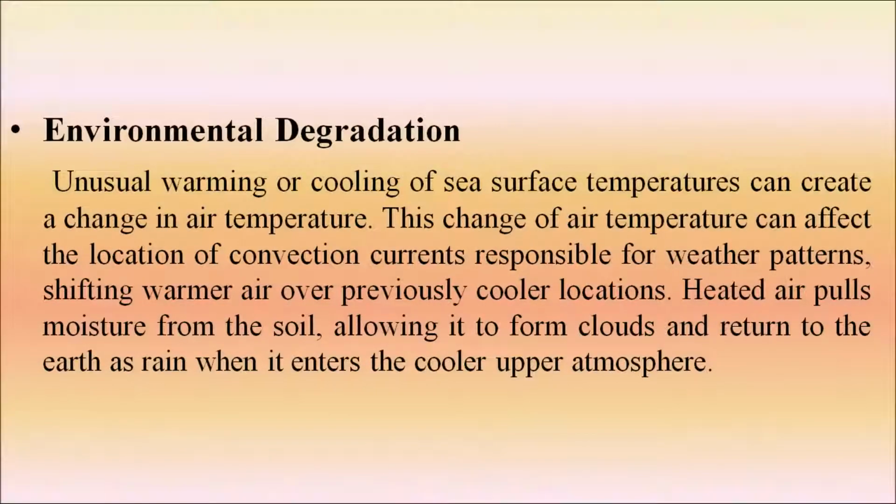Next is environmental degradation. Unusual warming or cooling of sea surface temperature can create a change in air temperature. This change of air temperature can affect the location of convection currents responsible for weather patterns. Shifting warmer air into previously cooler locations, heated air pulls moisture from the soil, allowing it to form clouds and return to the earth as rain when it enters the cooler upper atmosphere.